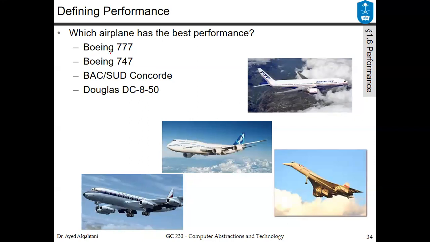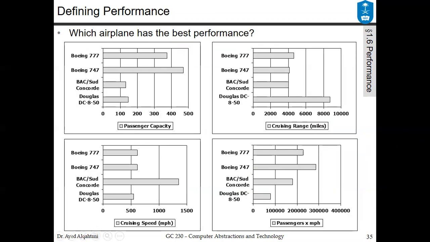To introduce the idea of performance, suppose you were asked which airplane has the best performance among four airplanes: the Boeing 777, the Boeing 747, the Concorde, and the Douglas. To answer this, you should have different metrics that you can decide based on. So you measure the passenger capacity, the cruising range, the cruising speed, and how many passengers it transfers times miles per hour.